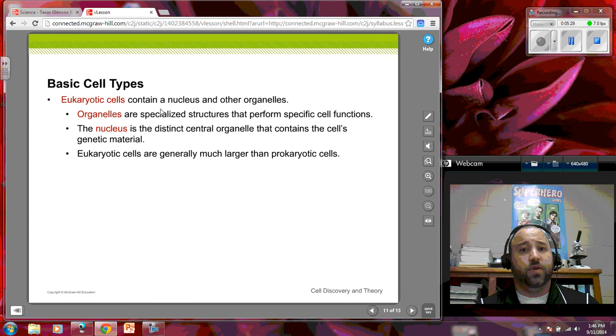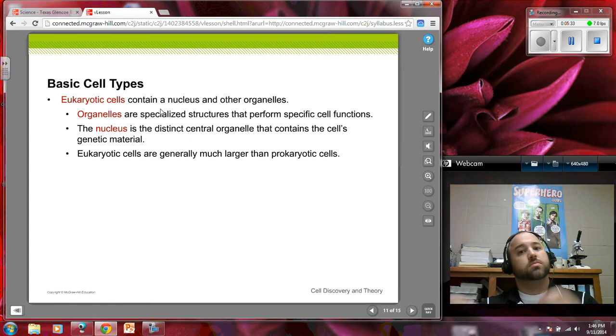Basic cell types for eukaryotes: we have plasma membrane, genetic material, ribosomes, but also, they're more complicated. We have a nucleus, which is a second layer inside the cell. It's going to protect that DNA, that genetic material that we don't want to damage. And on top of that, we have specialized organelles, like your Golgi bodies, your endoplasmic reticulums.